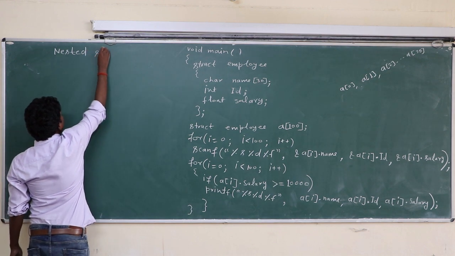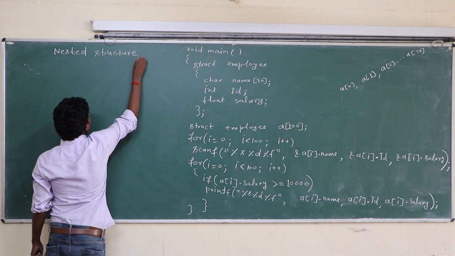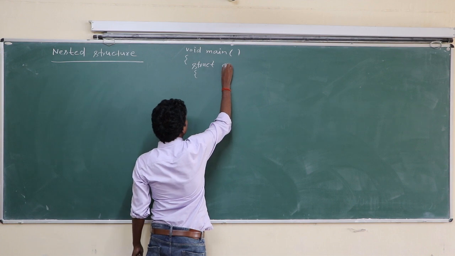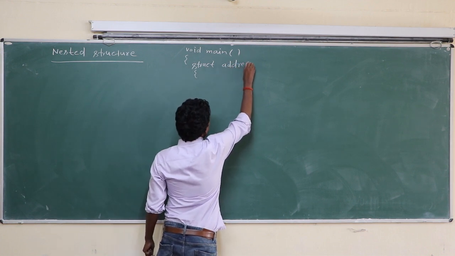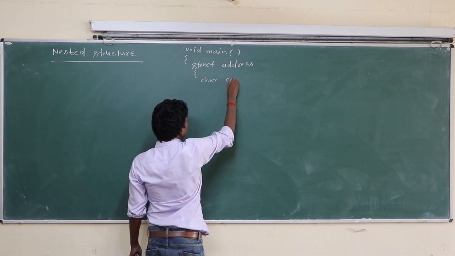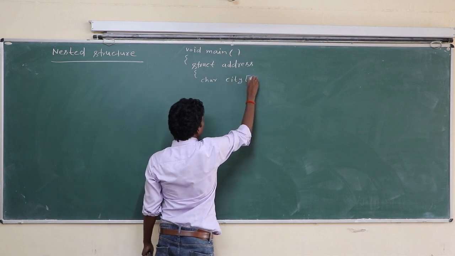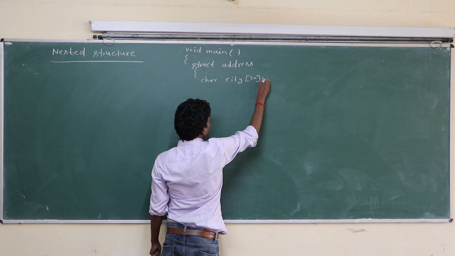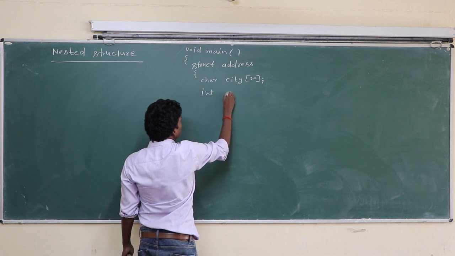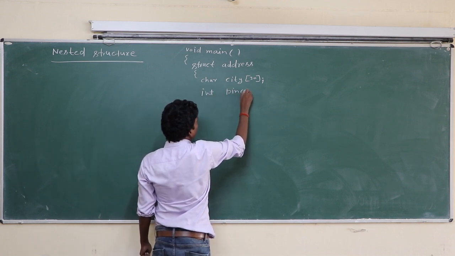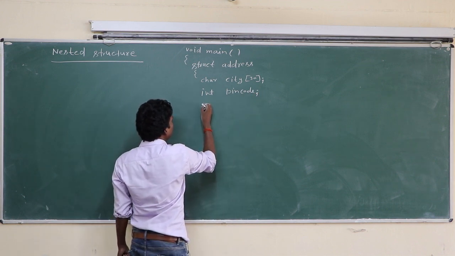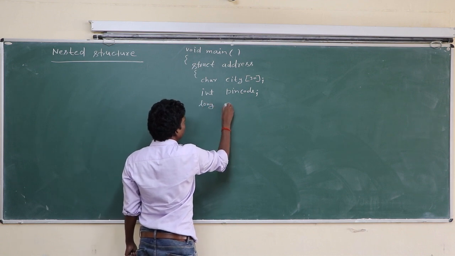Nested structure. Struct address, char city of 30, okay, int pin code, class, and long phone.